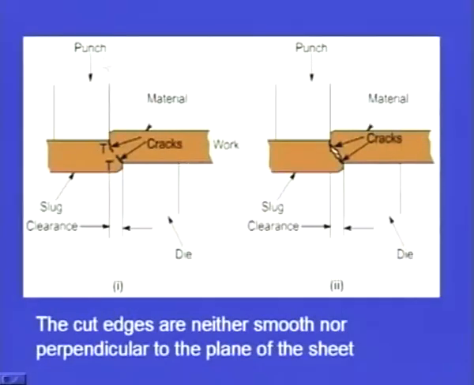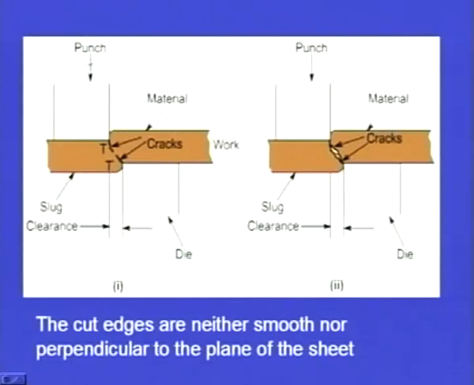Now, here we see the punch that is coming from the top, and then there are certain cracks appearing. This is the material that has to be sheared, the work, and this is the slug that will be formed after the shearing operation. The clearance is provided between the die and the punch. This is the die, and this is the punch. The punch is given the motion, and the die is stationary in this case.